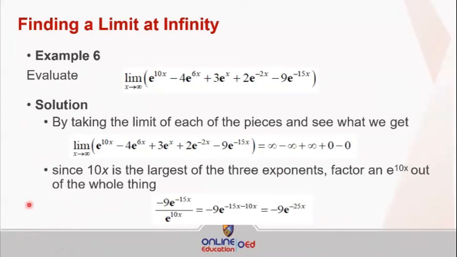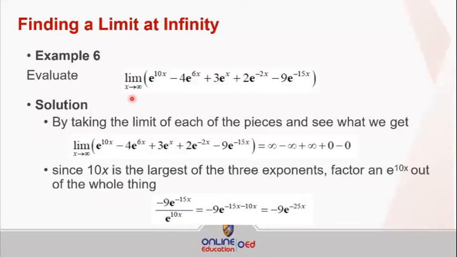Itong example number 6 is parang pinapakita lang din dito yung long method. Pero ang magiging solution pa rin natin dito is, yung magiging answer pa rin natin dito is based pa rin dun sa shortcut na pinakita natin na kung ano yung magiging value natin kapag meron tayong negative infinity or positive infinity na based sa exponent natin or exponent rule. For the example 6, we have to evaluate the limit of e raised to 10x minus 4e raised to 6x plus 3e raised to x plus 2e raised to negative 2x minus 9e raised to negative 15x, where yung x natin is approaching infinity.